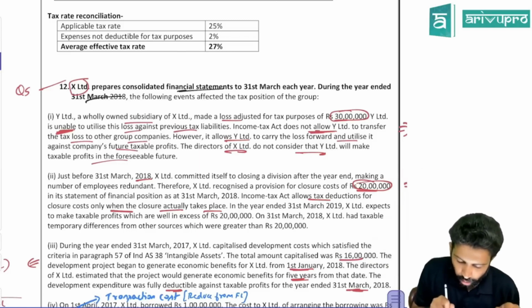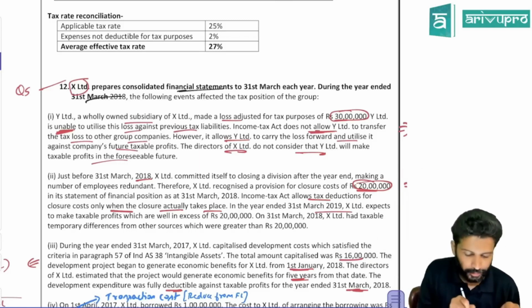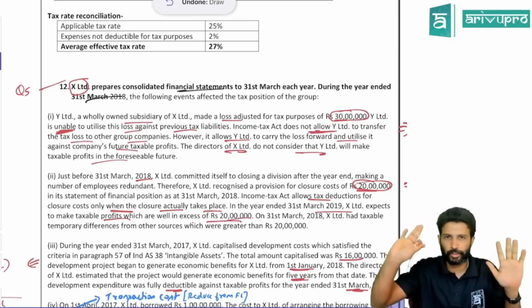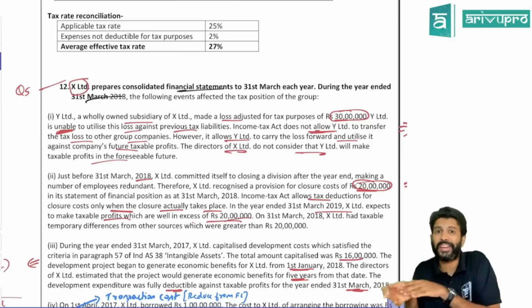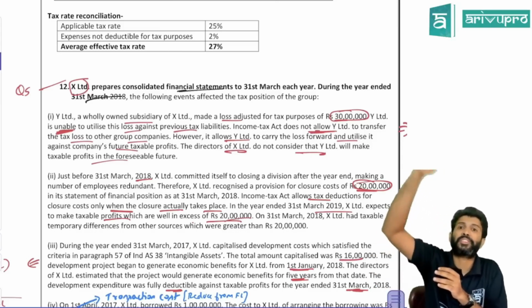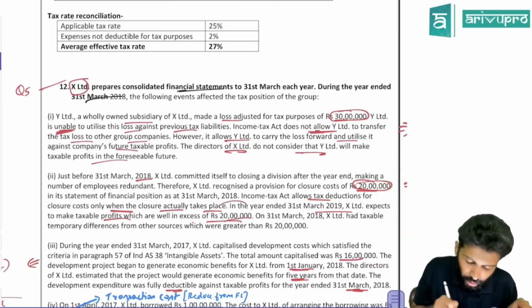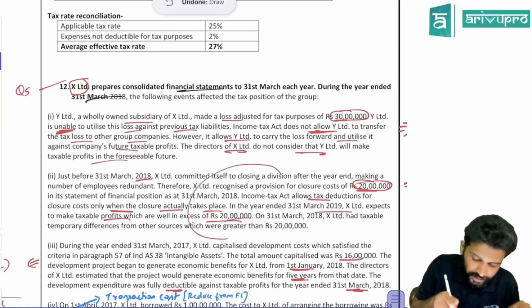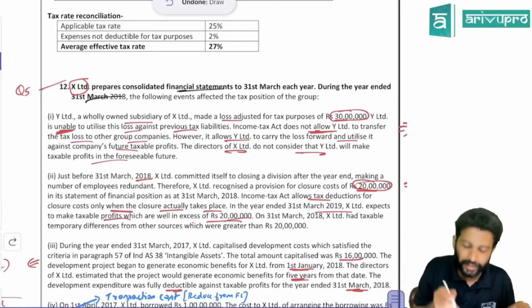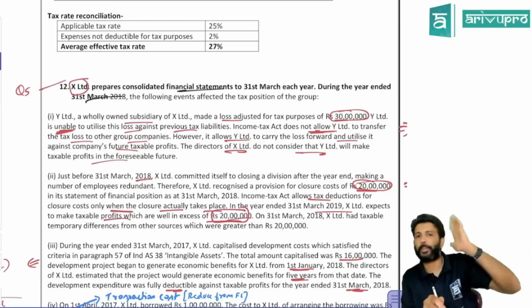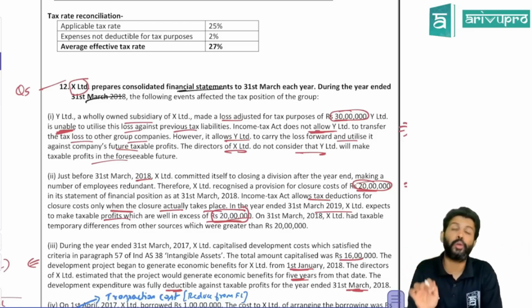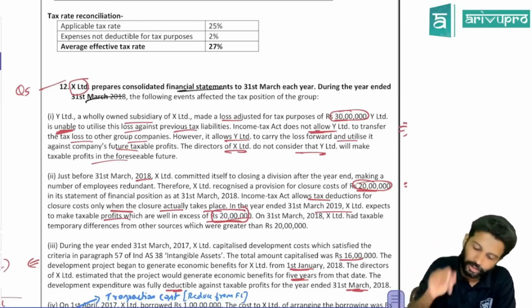Now what is it, sir? In the year ended 31st March 2019, X Limited expects to make taxable profits which are well in excess of 20 lakh rupees. They're saying we'll make enough profit also because DTA is recognized based on prudence. DTA is recognized only if you have DTL or if you are expecting to make taxable profits in future. That's the reason they're saying. So they're saying if at all this scenario gets DTA, go ahead and create it because we are expecting to earn a lot of taxable profits in future. So you will be able to utilize the DTA is what they're trying to say.